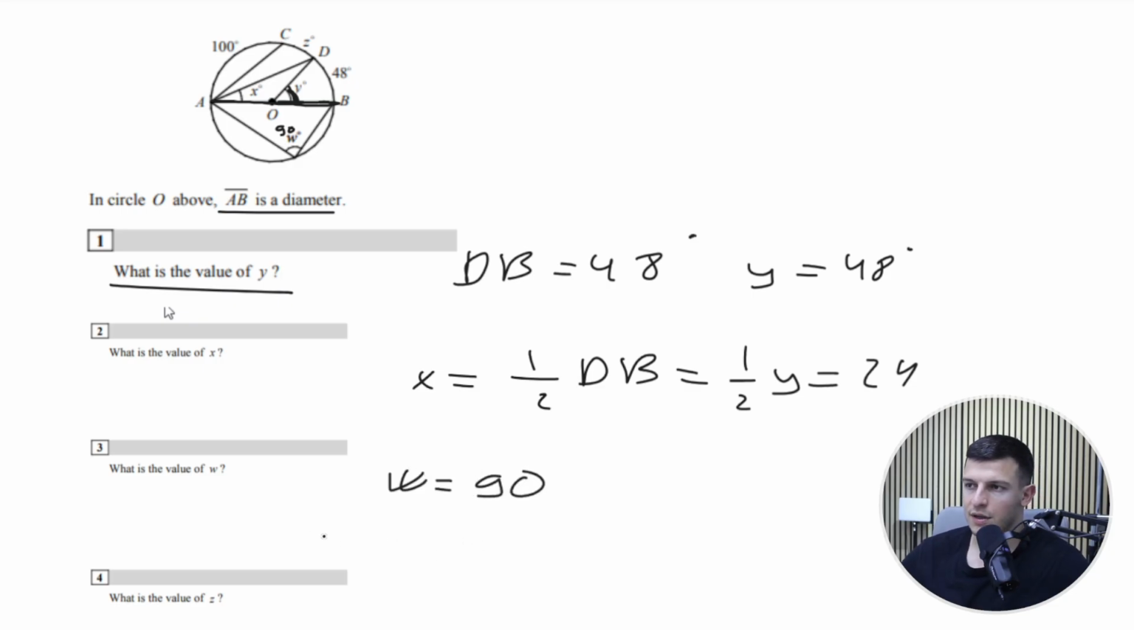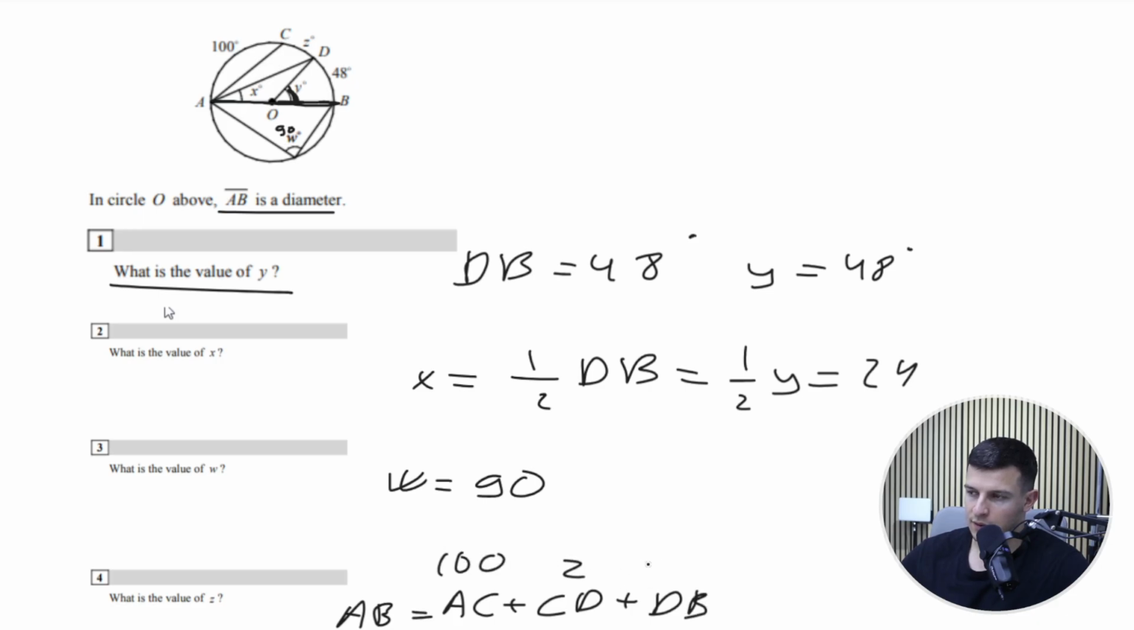Last one. What is the value of Z? Now, where is Z? Z is here, CD. If you look at arc AB, that's equal to AC plus CD plus DB, right? Now, what's AC? AC is 100. CD is Z, we don't know. And DB is 48. And they should add up to 180 degrees. Why? Because AB is a diameter, meaning arc AB is 180 degrees. So whatever the solution to that is, I think it's 32, is going to be our answer.